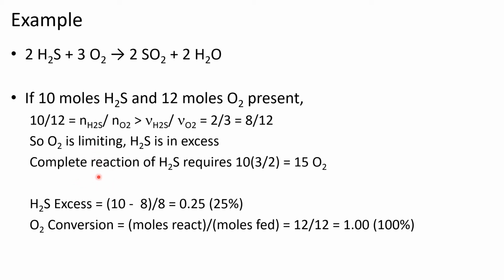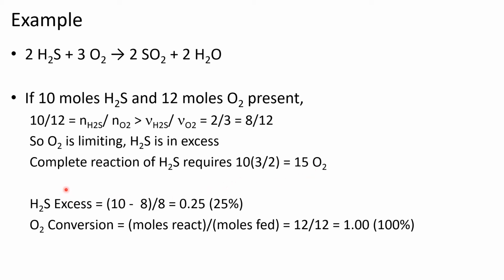Because if we look at the amount of oxygen that's required for complete conversion of the H2S that's present, we take the 10 moles of H2S that are present and multiply by the ratio of stoichiometric coefficients in order to get the amount of oxygen that's required. If we multiply by the ratio of 3 over 2, the stoichiometric coefficient for oxygen divided by the stoichiometric coefficient for hydrogen sulfide, we get 15. To completely react the 10 moles of hydrogen sulfide, we need 15 moles of oxygen. However, we only have 12 present. This is why oxygen is limiting.